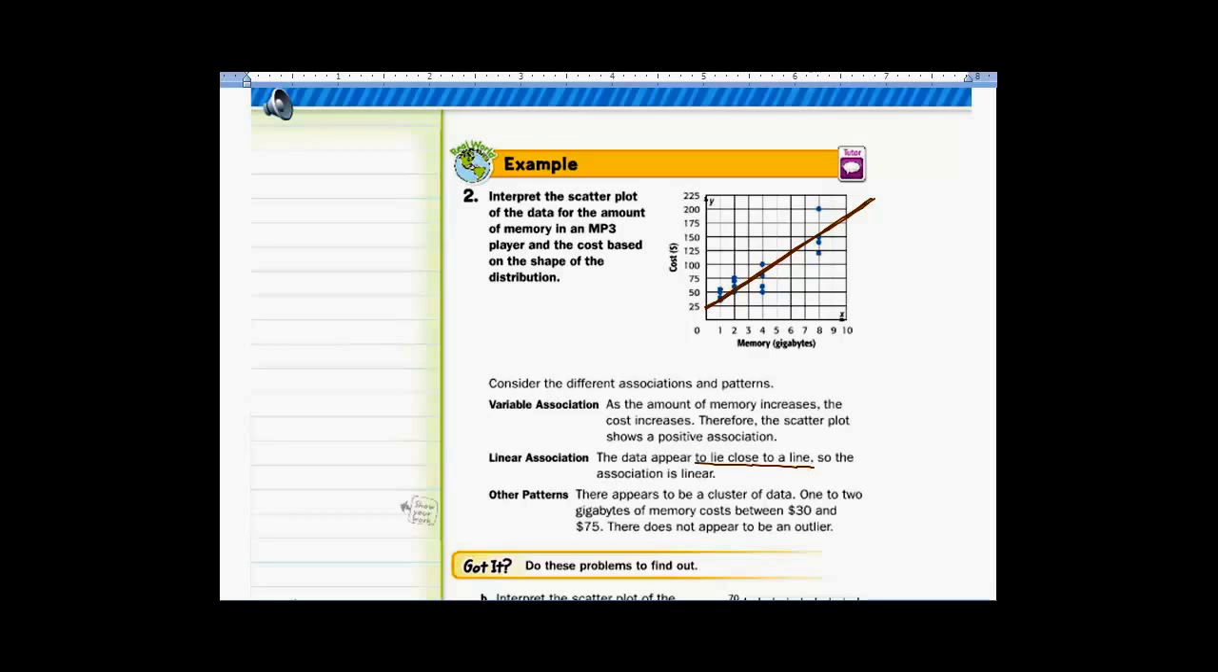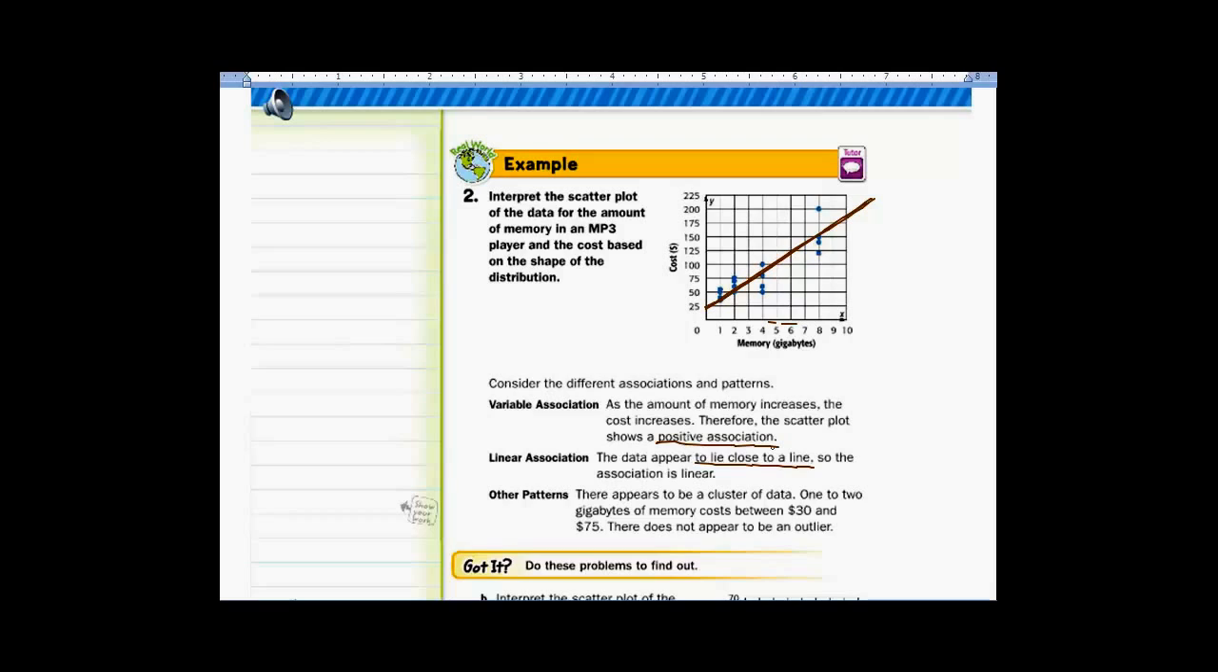Is it trending upward? Is it trending down? Or is there no association whatsoever? As memory increases, the cost increases, which you would expect. Think about an iPhone. If you have an 8 gig, 16 gig, whatever it happens to be, those all aren't the same price. So as the memory increases, the cost would increase. So it will have a positive association.